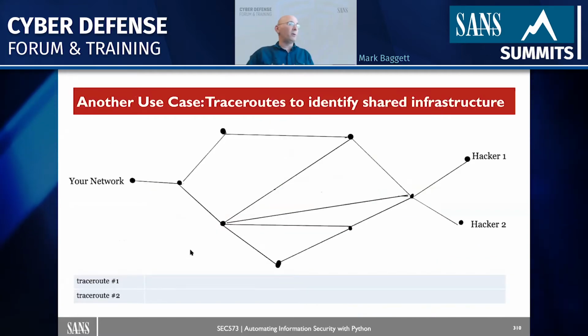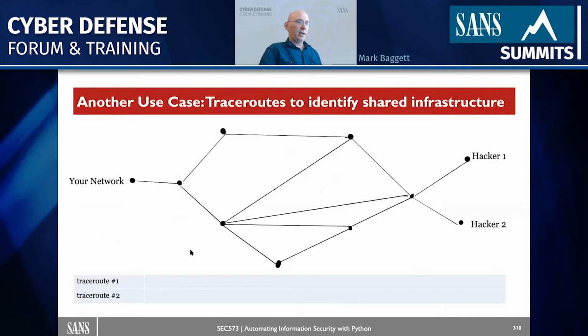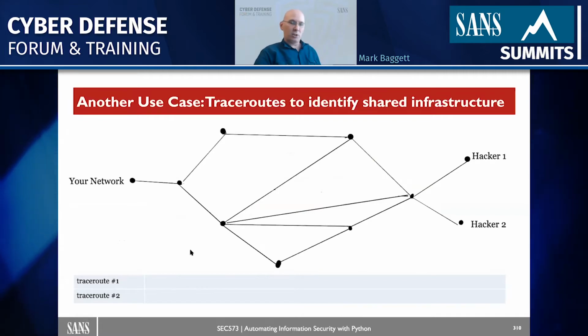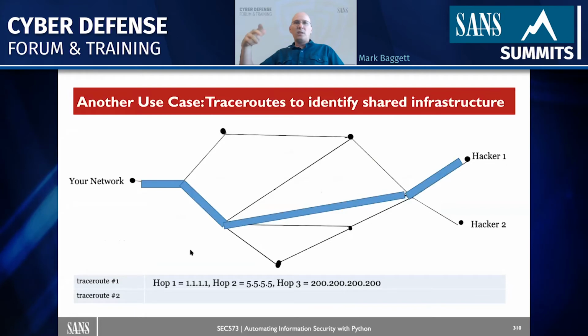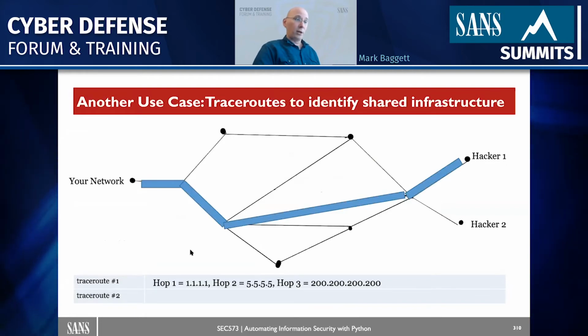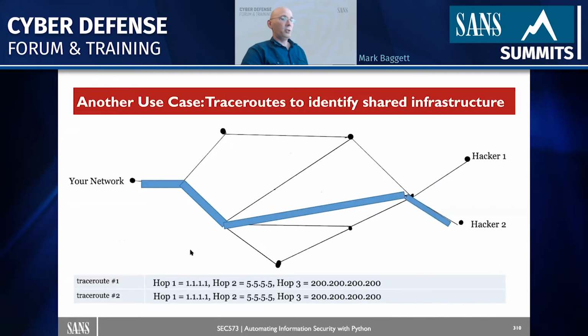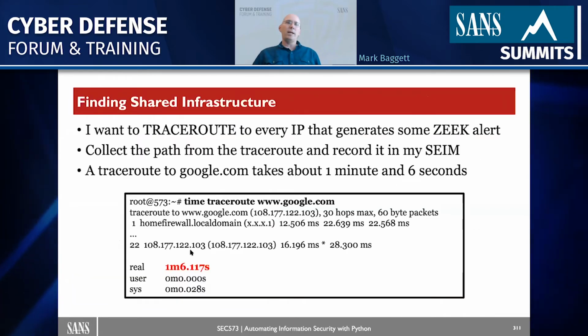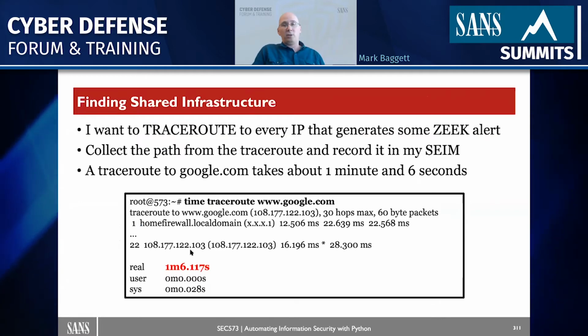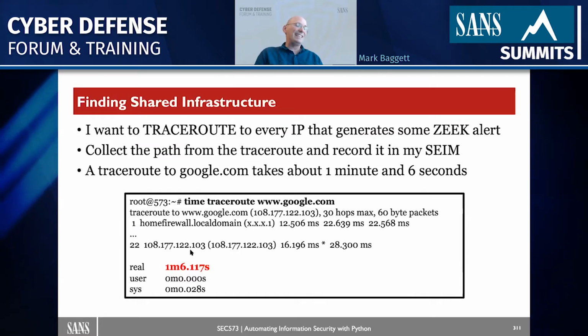So let's say, for example, that I want to just run a trace route, right? I've got my network and I've got these IP addresses coming in, and attackers have shared infrastructure quite often, where you've got attacker 1, attacker 2, right? And all this infrastructure is shared except for the last hop between them. So can I find something like that by using APIIFY? Well, I've got a problem. And that is, if I run a trace route to some host, here a trace route to google.com takes 1 minute and 6 seconds.